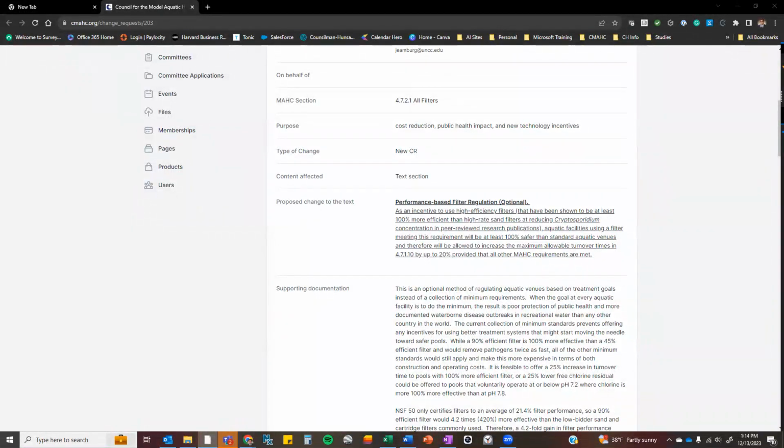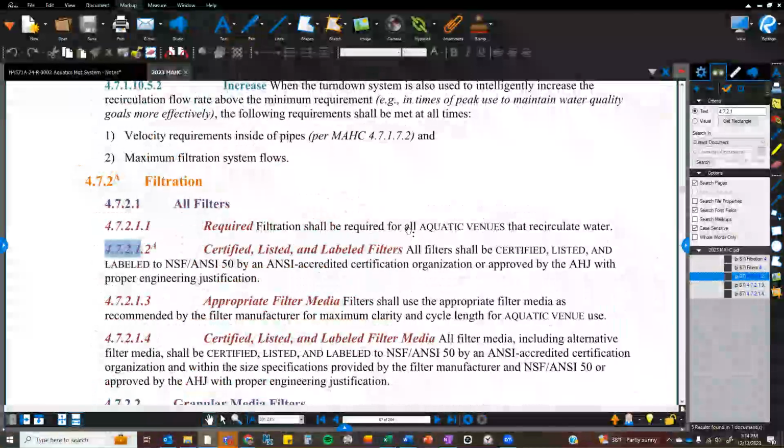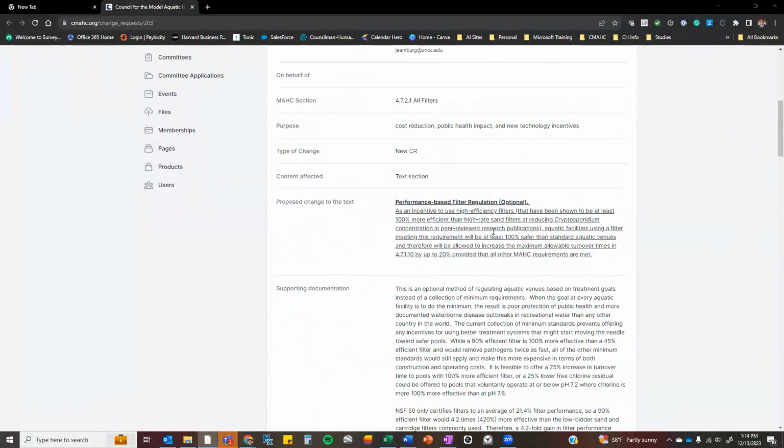Looking at 4.7.2.1. So 4.7.2.1 is the filter section, and it has just general information about what's required, certified, listed, labeled, approved media. So this does seem to be an appropriate spot for it. My concern would be with the language as written. I think, Joe, to your point, how it's written is more annex language.